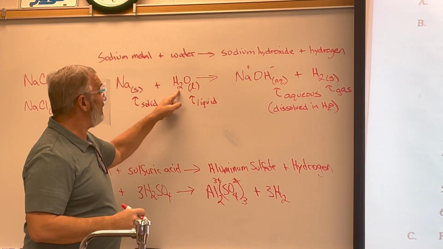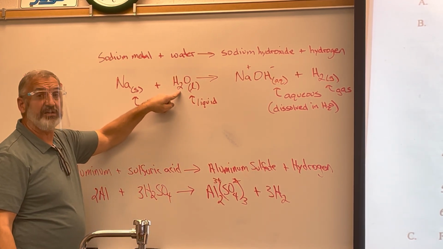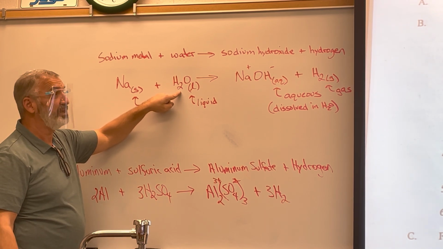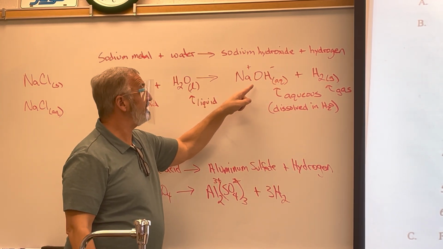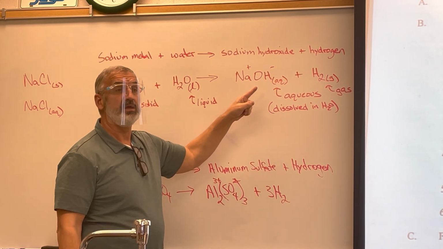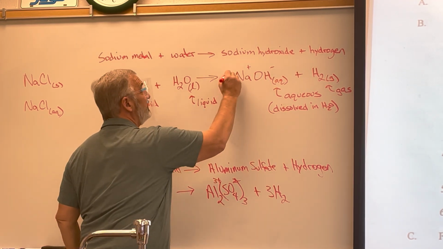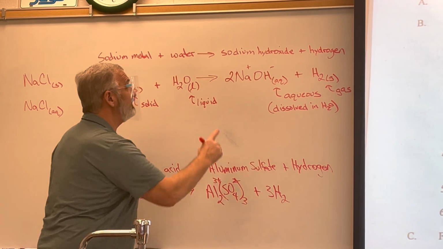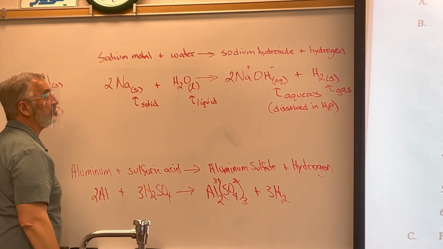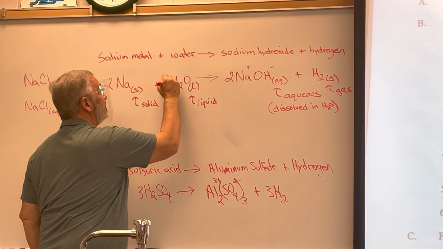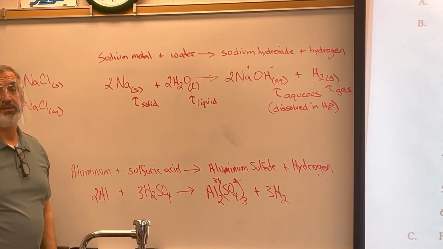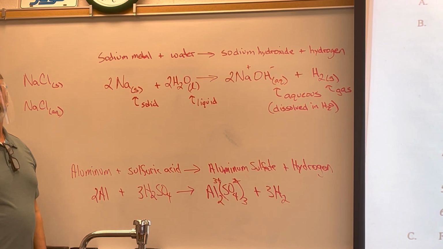But I'm only going to be able to get even numbers on this side, right? No matter what I put in front of the water, it's always going to be 2, 4, 6, 8, 10. So I have to get this even over here. How can I get the hydrogens even? Put a 2 in front of the sodium. That's right, put a 2 here. Now that's going to give me 2 Na's, 4 hydrogens and 2 oxygens, so I can put a 2 there. Then you can stick a fork in it because it's done.